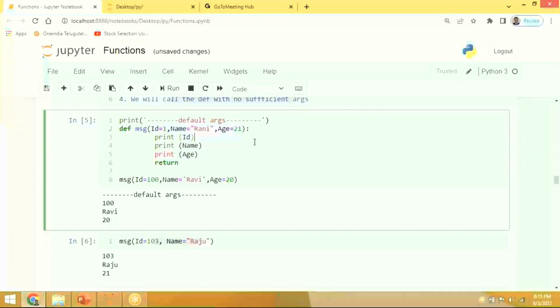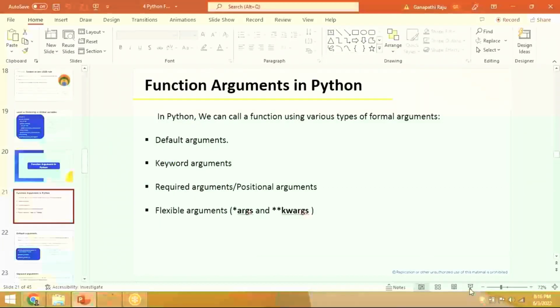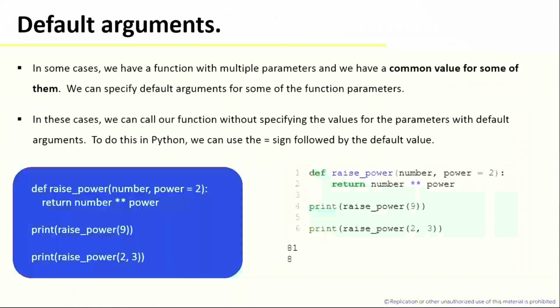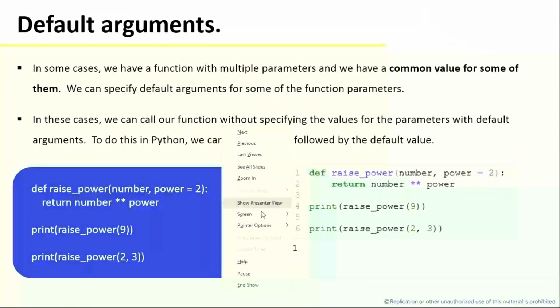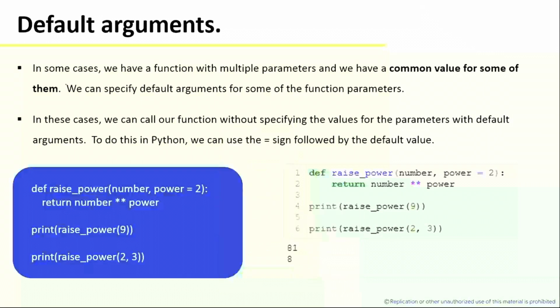Now we should know when to use default arguments. Till now I have explained how to use them, but the most important concept is that there are some arguments which are common for various function definitions. Now I kept this point here. Look here, the beautiful concept I had discussed. In some cases, we have a function with multiple parameters and we have a common value for some of them.